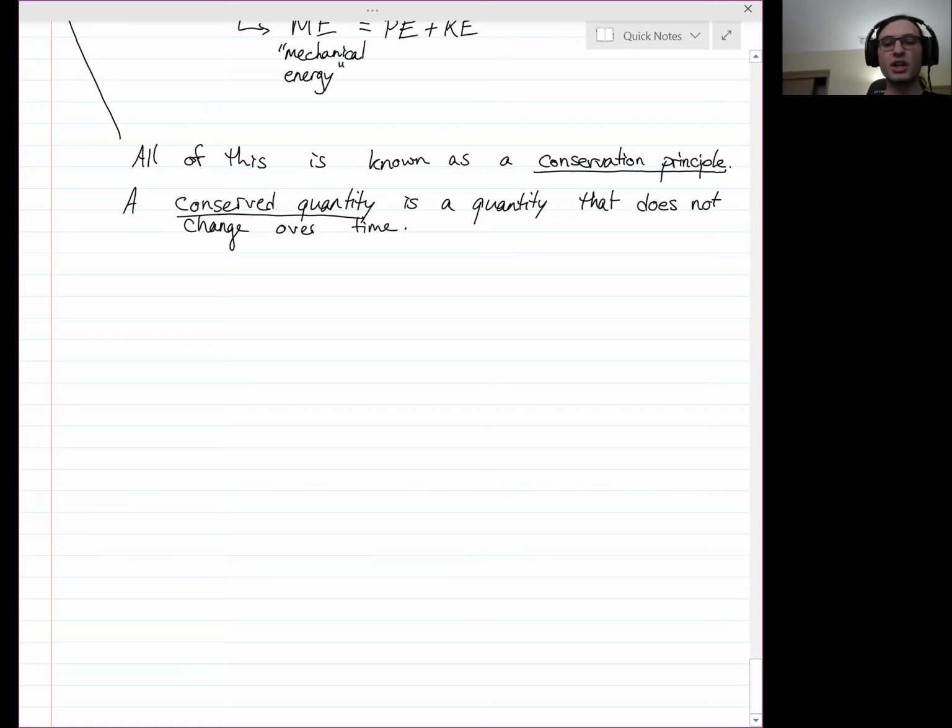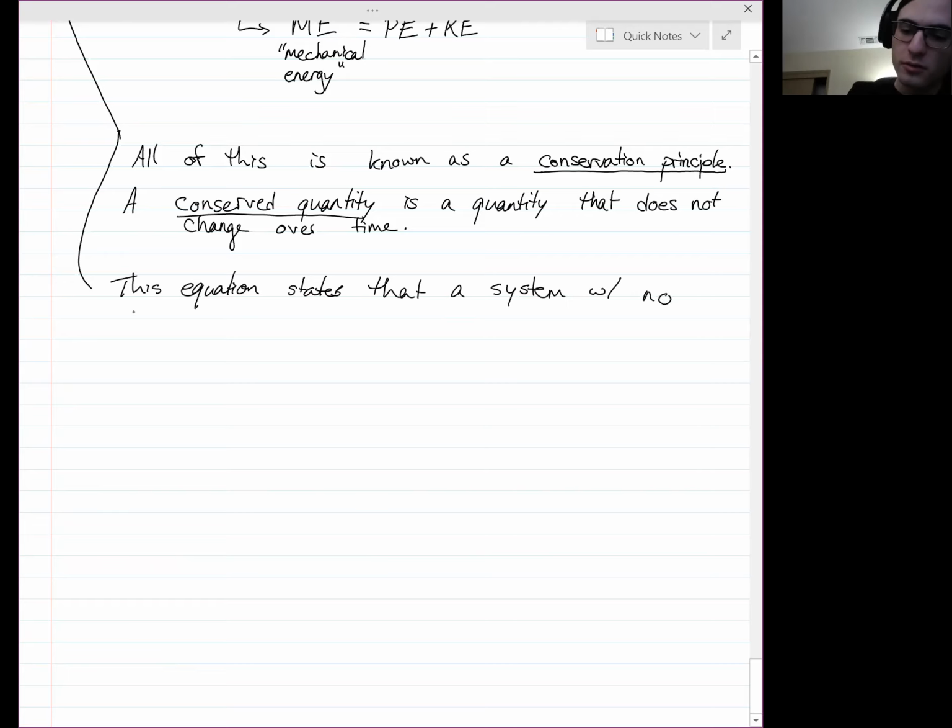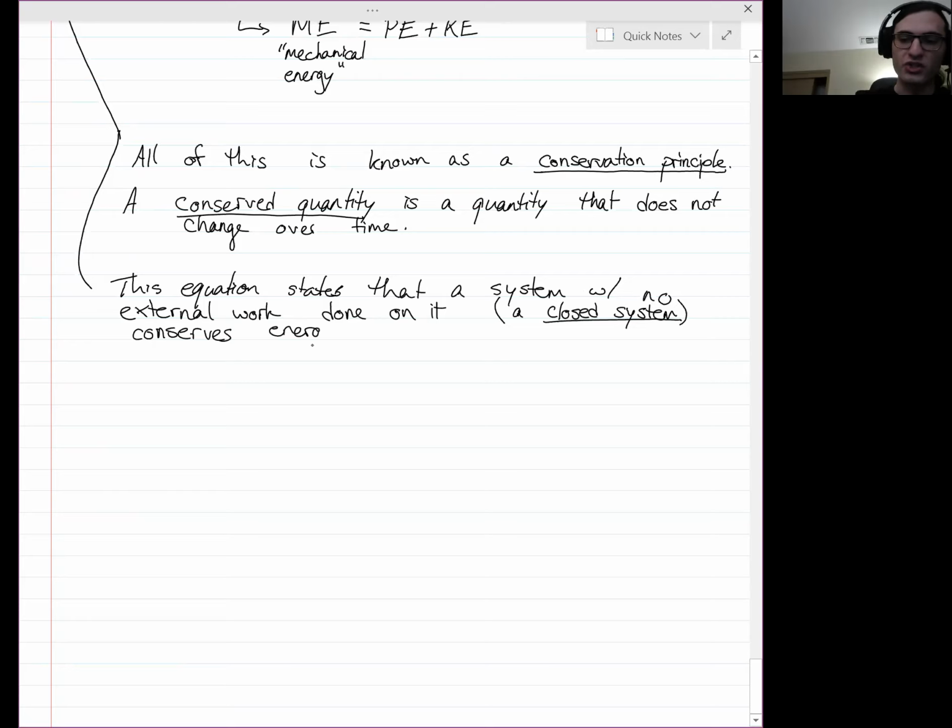So the equation that this is pointing to states that a system with no external work done on it conserves energy, i.e. the total change is 0. By the way, when a system has no external work done on it, we might call it a closed system.